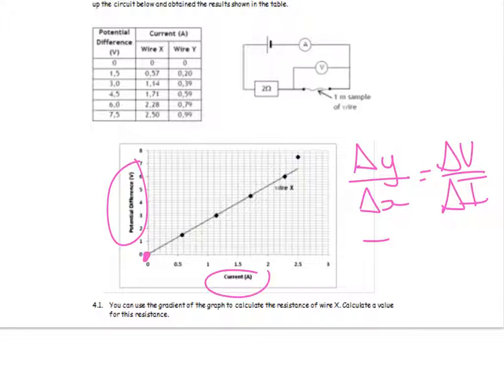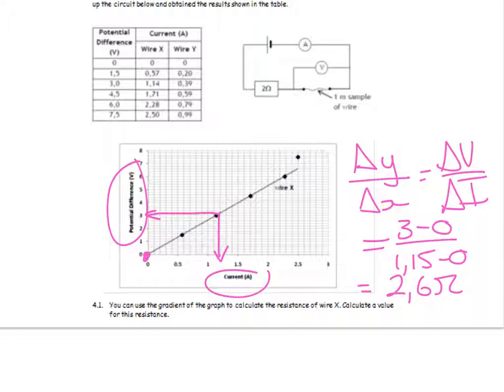And then I can simply say I've got 3 and 1,15 minus 0. So it's 3 minus 0 over 1,15 minus 0, and I land up with a gradient of approximately 2,6 ohms. All of these points were on the line, so you should have got 2,6 no matter which points you used.